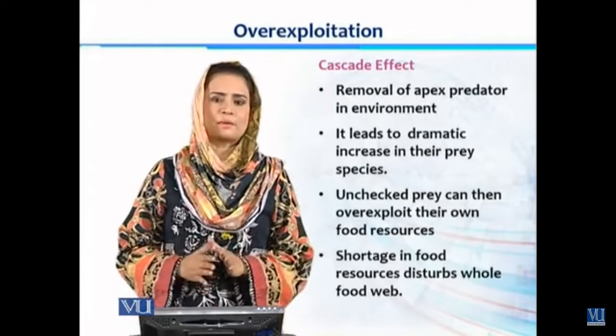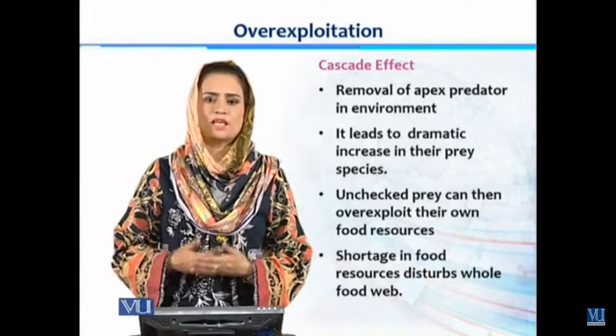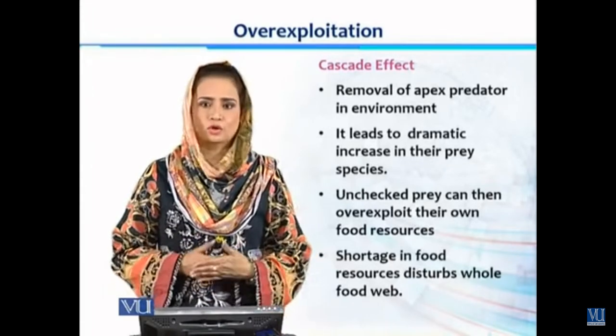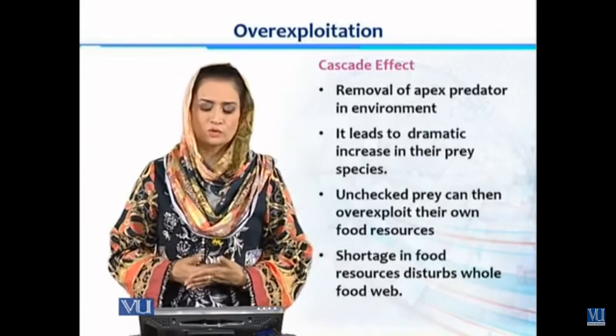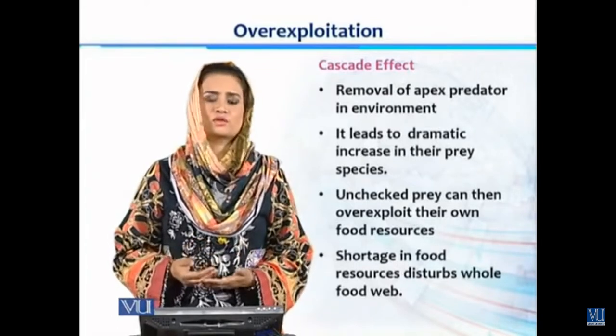So, अगर apex predator को किसी भी habitat में extinction के point तक पहुंचा दिया जाएगा, तो इसका result ये निकलता है कि वो prey जिसको वो feed कर रहे हैं, उस prey की population जो होगी, वो बहुत rapidly grow करना शुरू कर देती है, because उसके ऊपर से predation pressure जो है, वो remove हो गया. And this unchecked increase in that prey population, it would over-exploit the resources of that prey.